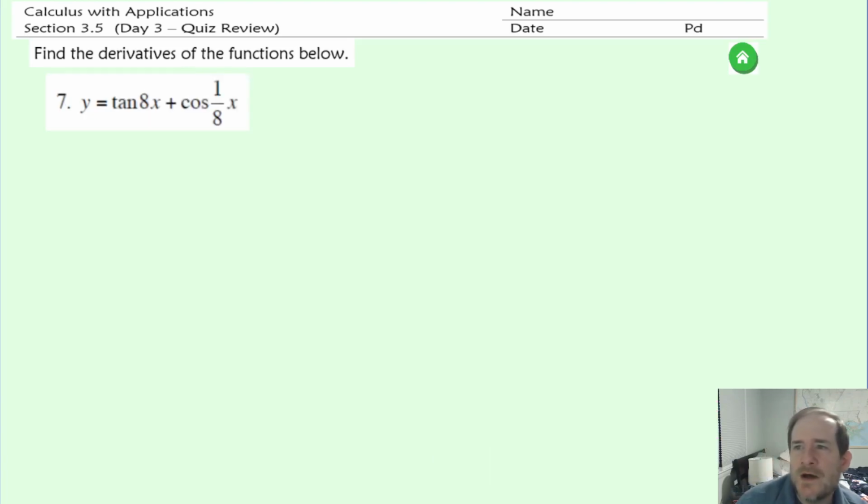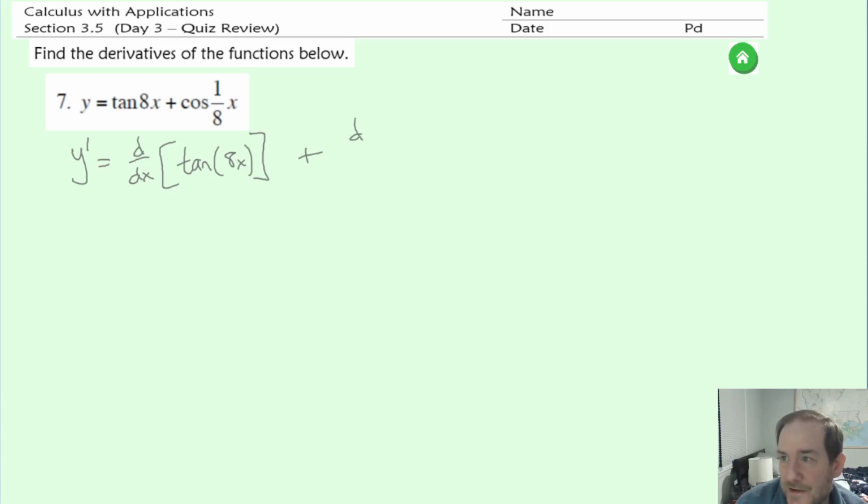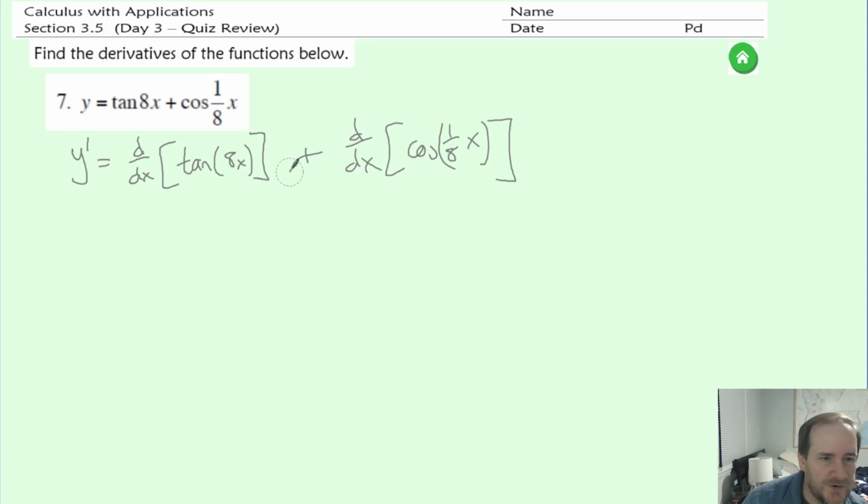Here's 7. So 7 doesn't look bad. We know that to handle a problem like number 7, which is 2 terms, you literally just do the derivative as the derivative of the first term, which is tangent of 8x. And then you just add to that the derivative of the second term, which is the cosine of 1/8 x. And again, you don't have to show the work I just showed. I'm just making sure you know that the fact that this is something plus something doesn't make it complicated. It just means you do the derivative of the first and then you do the derivative of the second.